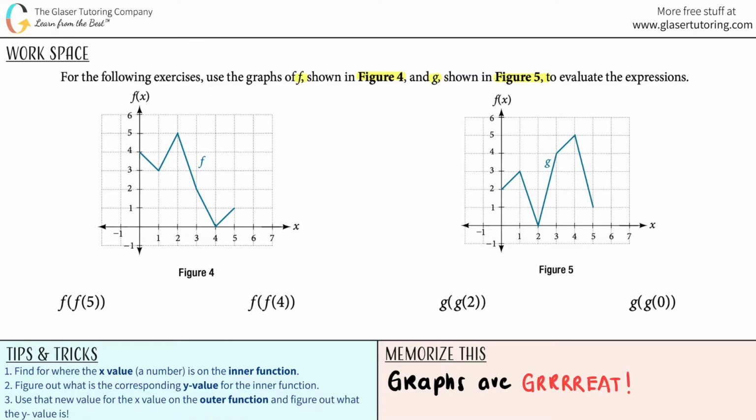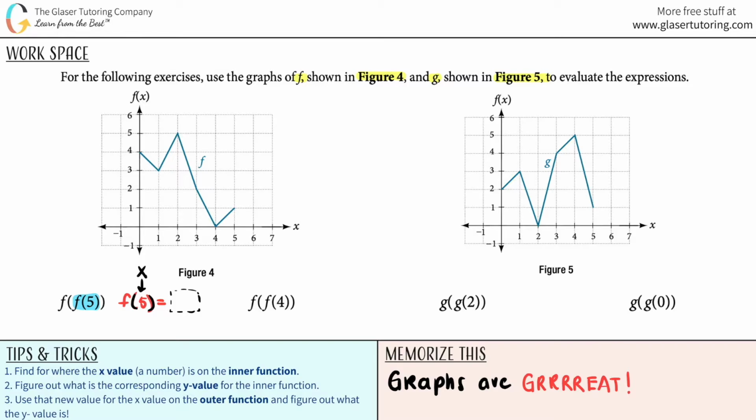f of f of 5. Remember, with composite functions, you always work from inner to outer. So you need to find out where the x value is, which is usually going to be a number, for the inner function. The inner one is the most inside the parentheses. So the function inside the parentheses is f of 5. So I'm going to start from there. f of 5 equals. The x value is always the one that is in between the parentheses. So this is an x value. The answer that you're going to get is always going to be a y value.